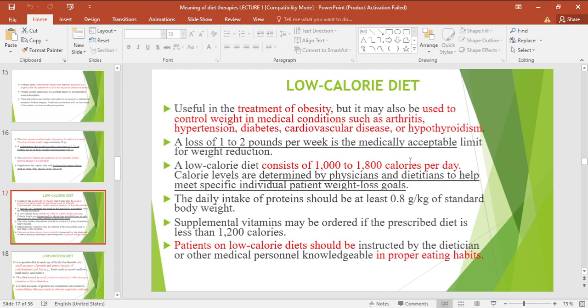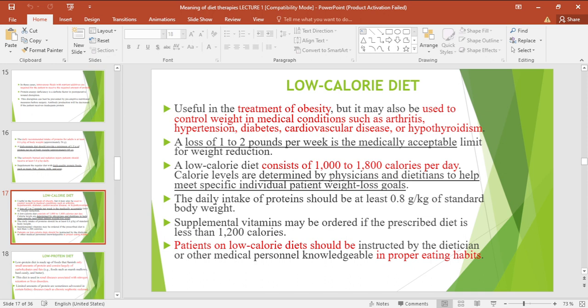Then we have the low-calorie diet. This is very useful in the treatment of obesity. It can also be used to control weight in medical conditions, for example, arthritis, hypertension, diabetes, CVDs, and also hypothyroidism. A loss of 1 to 2 pounds per week is the medically acceptable limit for weight reduction. You're not supposed to reduce more than this because it may cause health implications to the body.